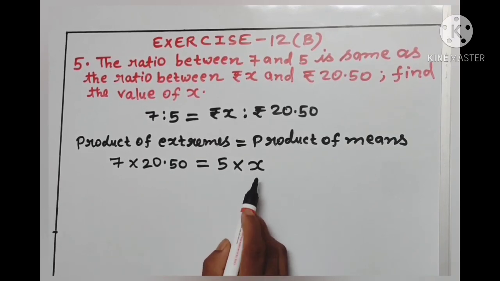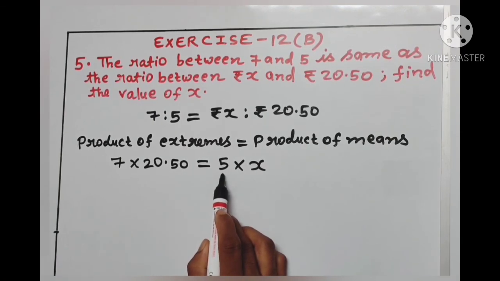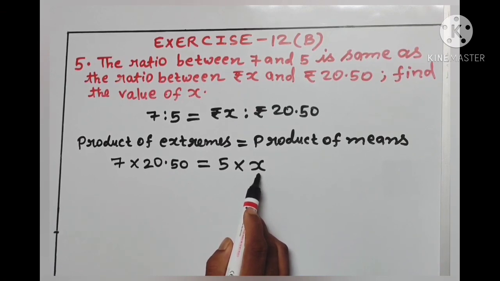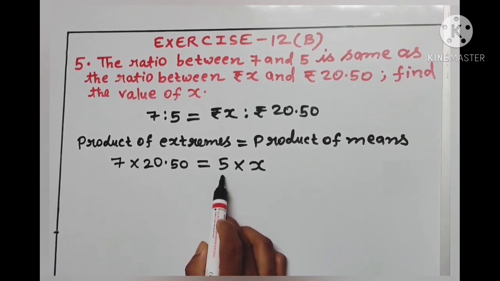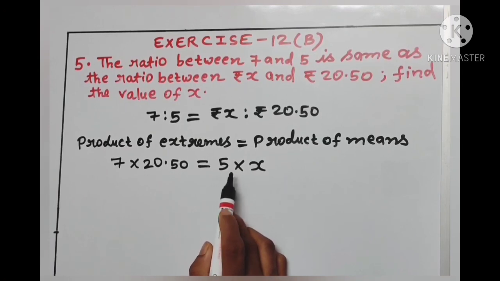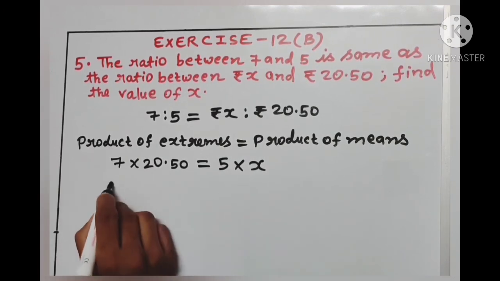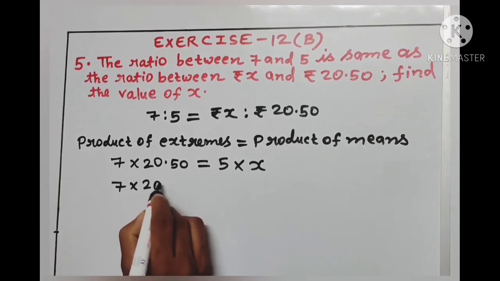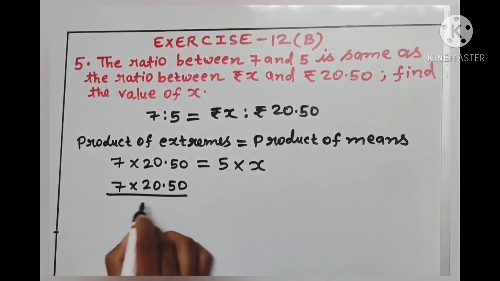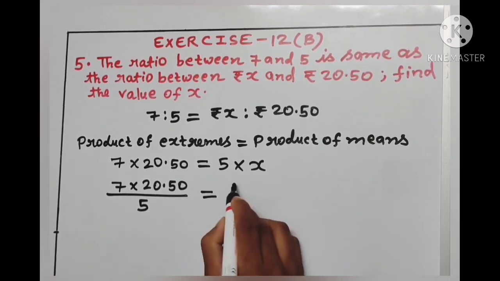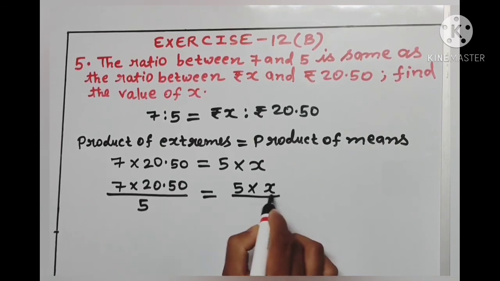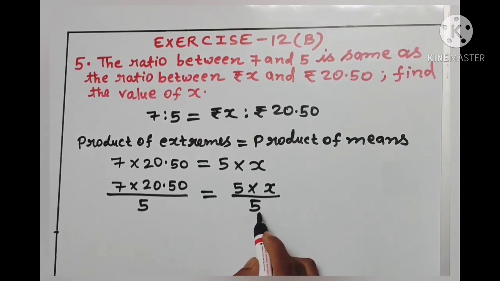So how do we get the value of x? I already taught you about it. Here the number 5 is multiplied with this x, so we have to remove this 5. So how do we remove this 5? By dividing by 5 on both sides. So 7 into 20.50 by 5 is equal to 5 into x by 5. Here on the left side I have divided by 5, and on the right hand side also I have divided by 5.